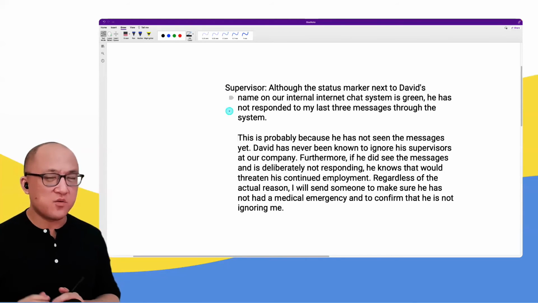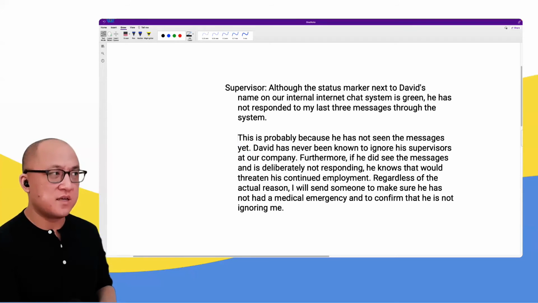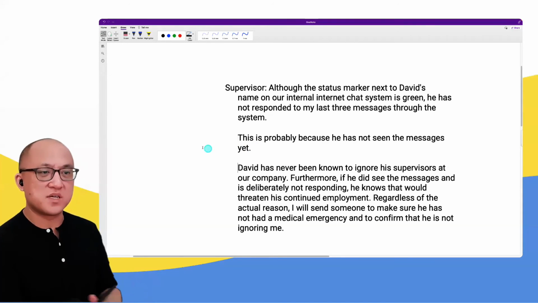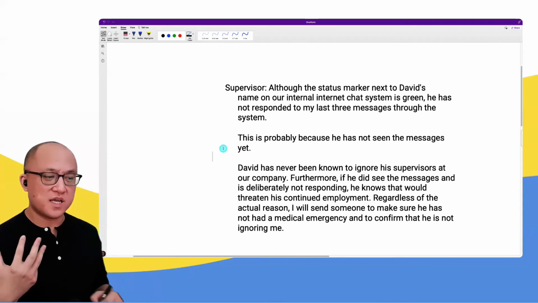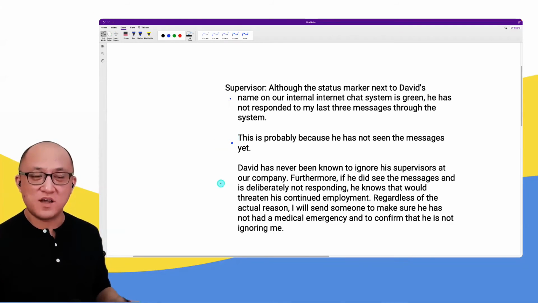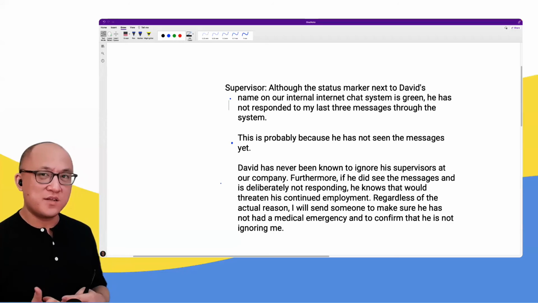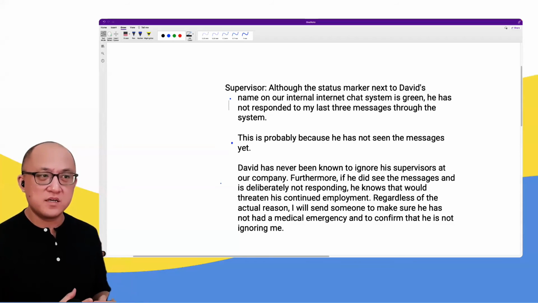I classified it more specifically, because do you see how the very next line, what's the supervisor trying to do with the very next sentence? How would you characterize, this is probably because he has not seen the messages yet? That's the supervisor's attempt to do what? Why is the supervisor saying that right after pointing out, hey, look, I've chatted this guy, he's green, he's not responding? They're trying to explain why that's true. Here's why I think he's not responding to me. This is probably because he has not seen the messages yet.